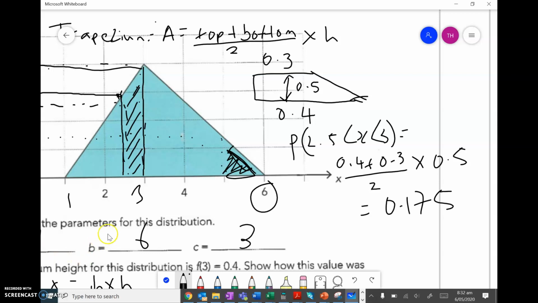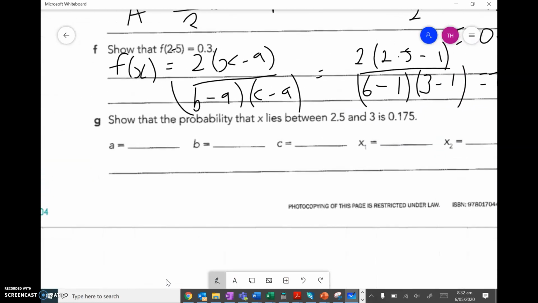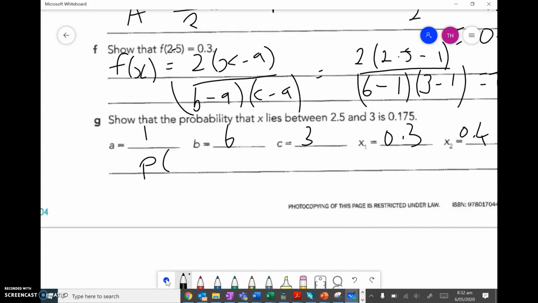Okay. So I'm going to re-put that where it belongs. So in that question, we still know our A is 1, our B was 6, our C was 3. X1 was the height of one of the values, and X2 was the height of the other one. Created a trapezium out of that, and I found that the probability that x is between 2.5 and 3 was 0.175.